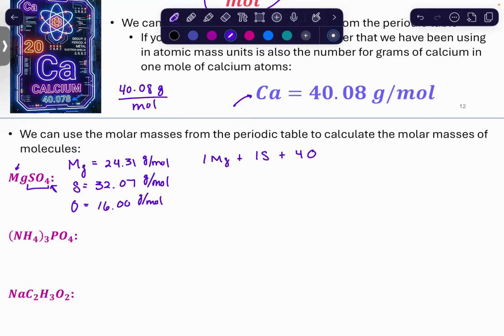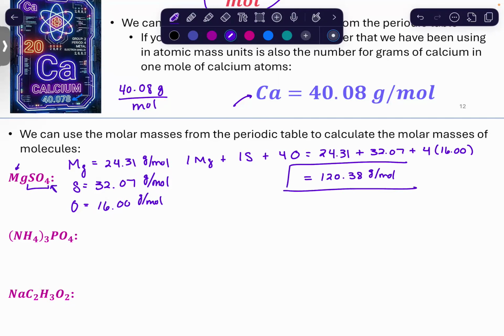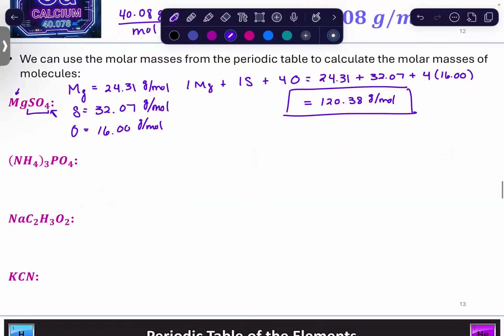So that's going to equal, your magnesium is 24.31. Your 1 sulfur is 32.07 plus 4 times 16.00. And your molar mass of magnesium sulfate is 120.38 grams per mole. All right, let's look at the next molecule.